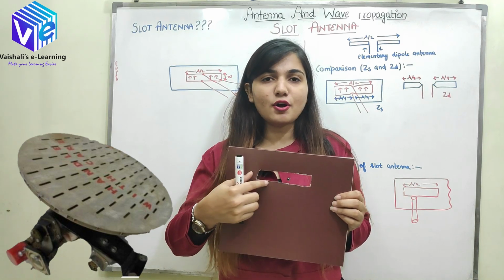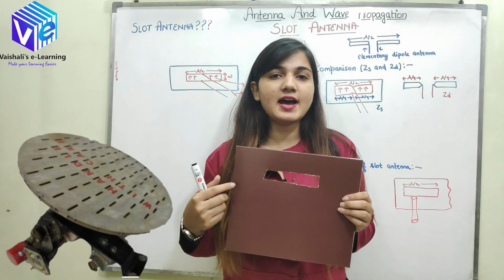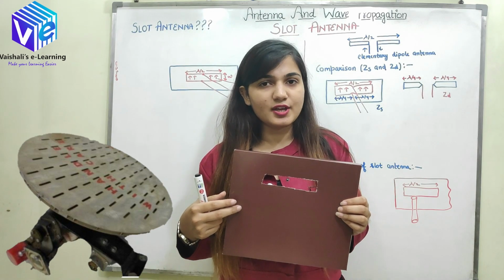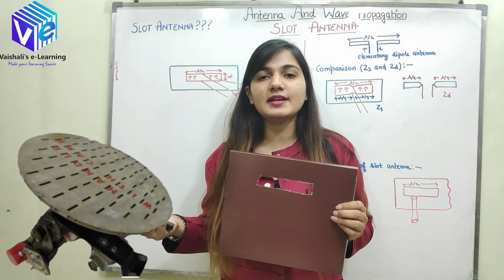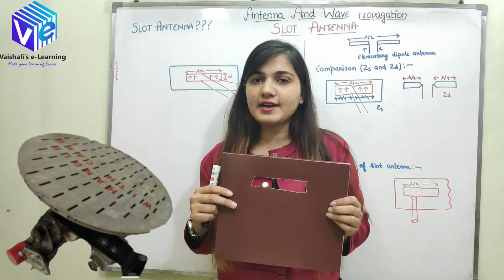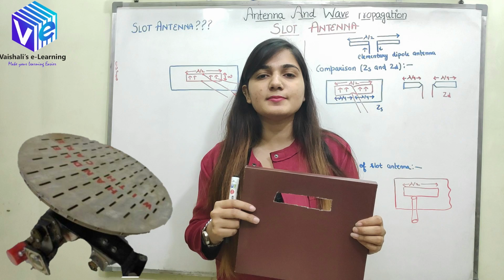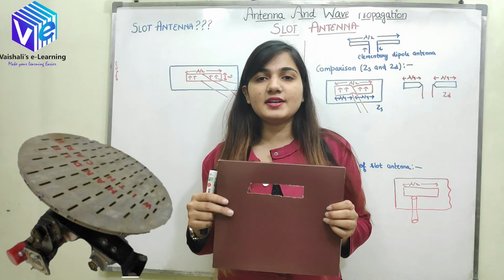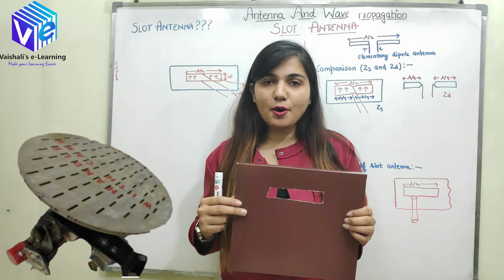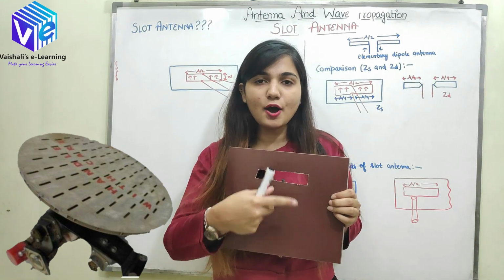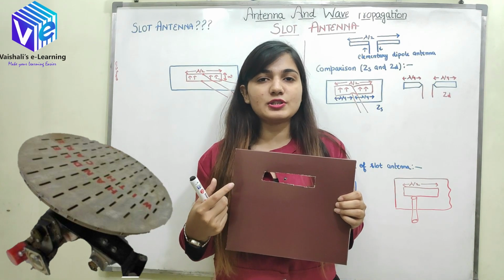So from the slot on this metallic surface, I would get intense radiations. These radiations are acting like a transmitting antenna. So now this slot antenna is acting like a transmitting antenna. We will see various other features of the slot antenna as well. Now I hope you can understand how the slot antenna looks like.